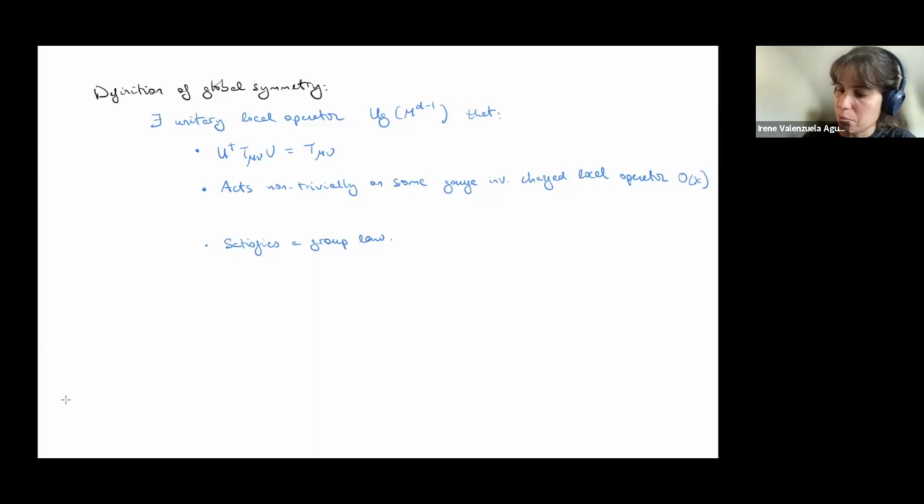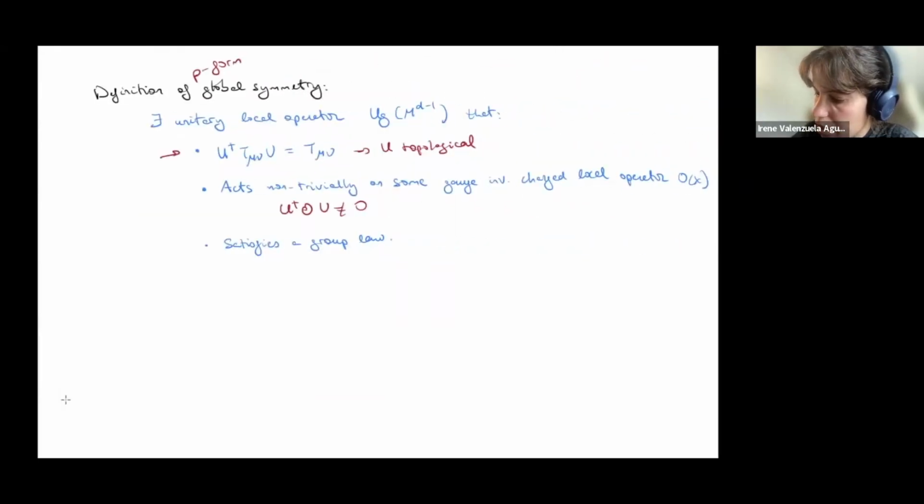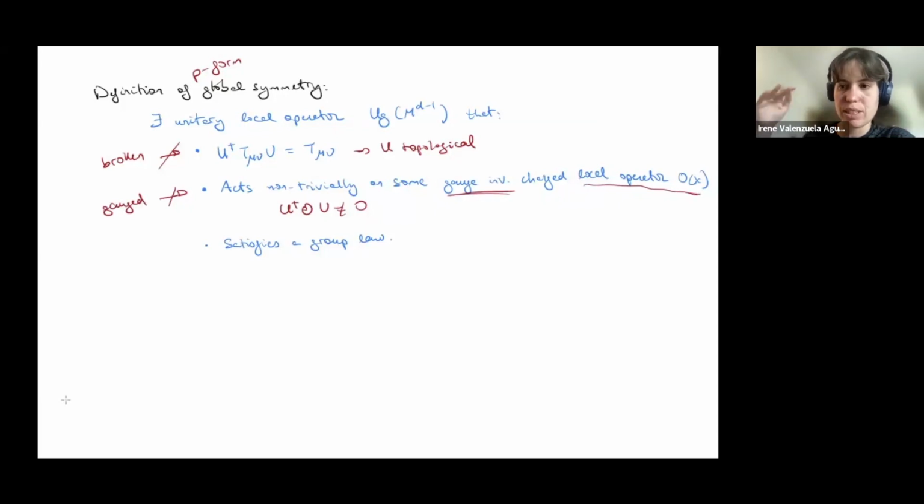So the point is that recently there has been many generalizations. So we have all these generalized global symmetries, or p-form global symmetries and so on, which generalize the fact that now these are the three criteria that I gave you before. Okay, so this was U topological, right? And here we had this condition that acts non-trivially on some operator. Actually, let me also, just to make it clear, if we don't satisfy the first one, right? If the first one is not satisfied, it means that the symmetry is broken because it's not conserved anymore. Meaning that it's gauge, what happens is that we don't satisfy the second one because now all the operators that are charged under the symmetry are not gauge invariant anymore. Okay, so that's just to make it clear.